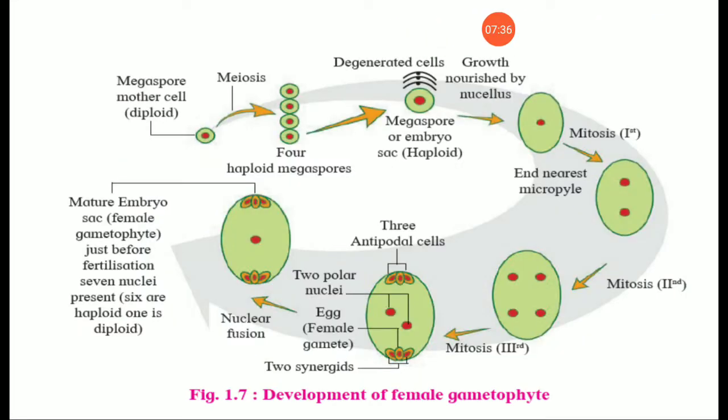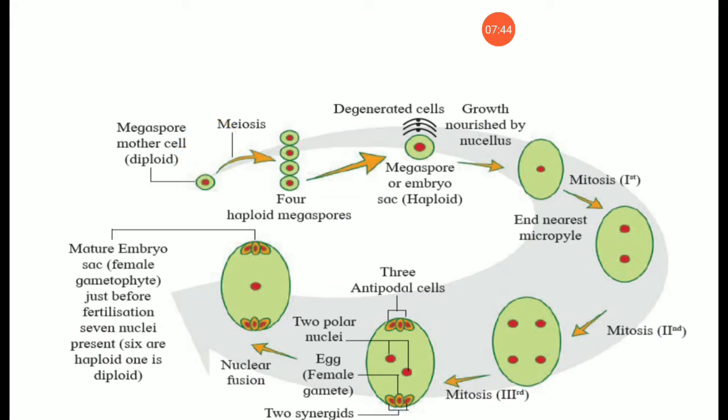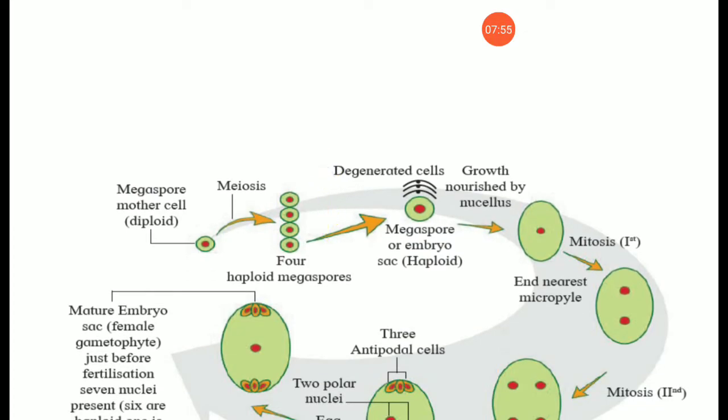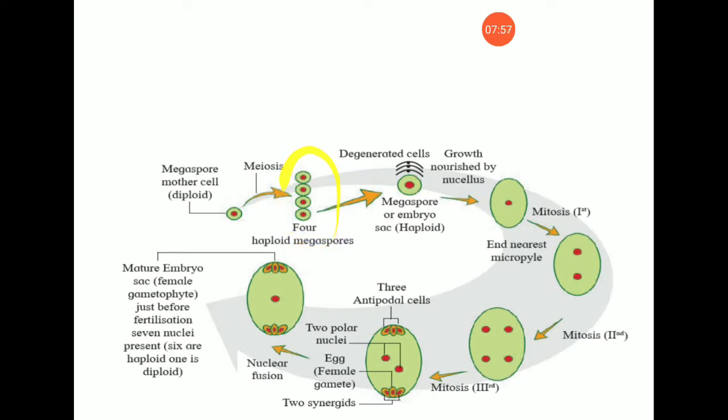Here, figure showing development of female gametophyte. From the diploid megaspore mother cell, after meiosis, four haploid megaspores are formed. This process is called megasporogenesis. Generally, the chalazal megaspore remains functional, while the remaining three degenerate gradually.